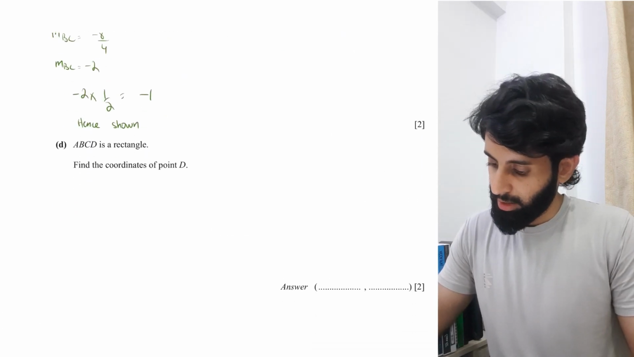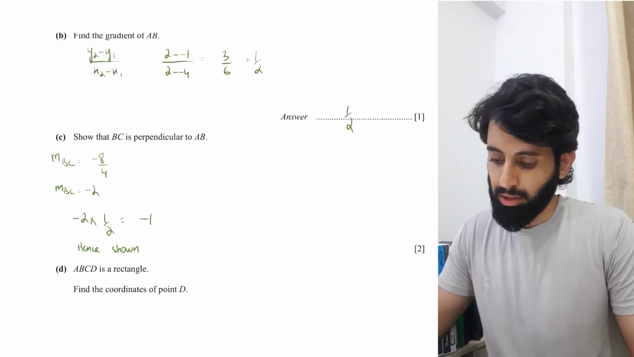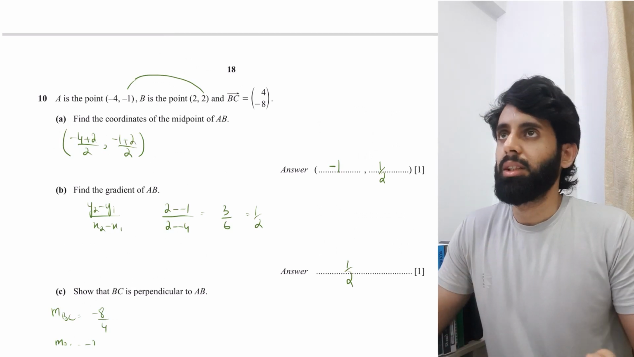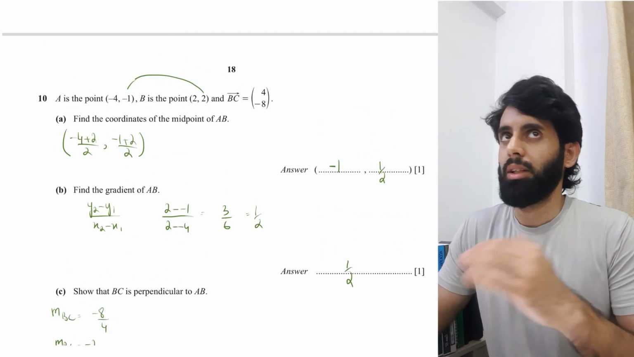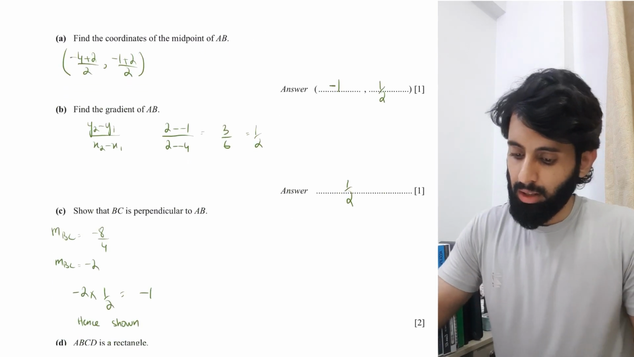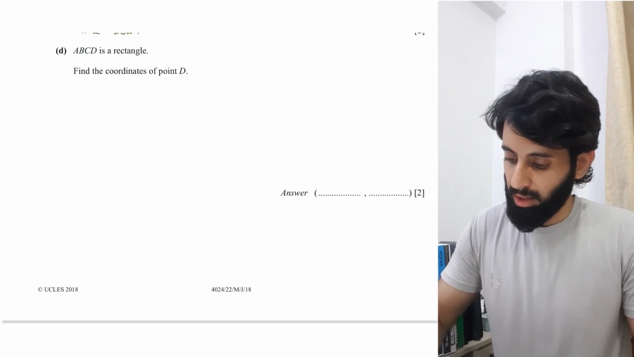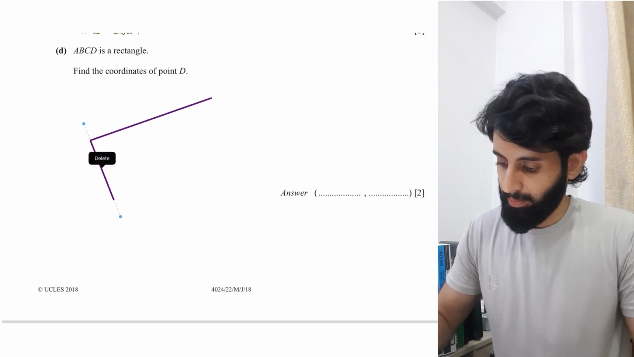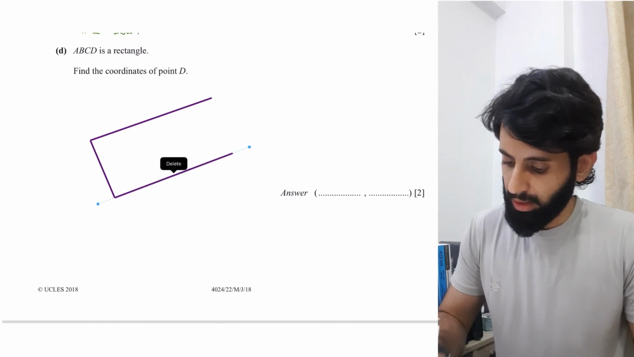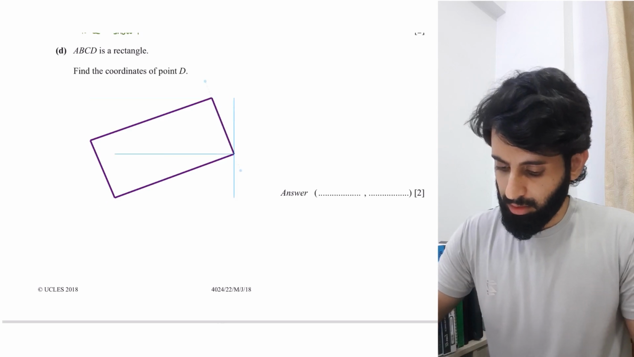Now we are at part D, which says ABCD is a rectangle. Find the coordinates of the point D. So ABCD being a rectangle basically means that BC is going to be the same as AD. I think I said AB is equal to DC. Anyway, that's not what I meant. Right, let me show you what I mean.